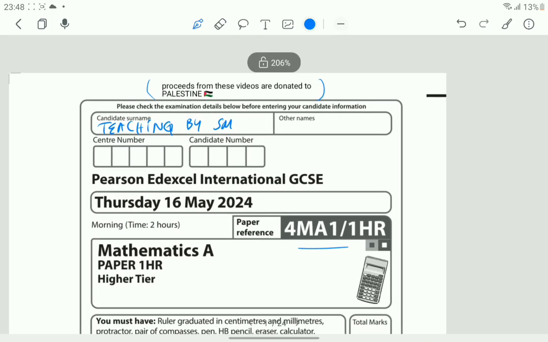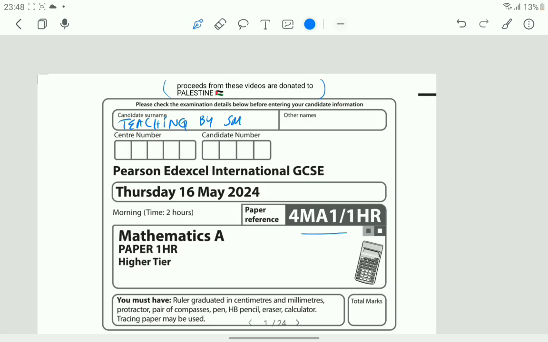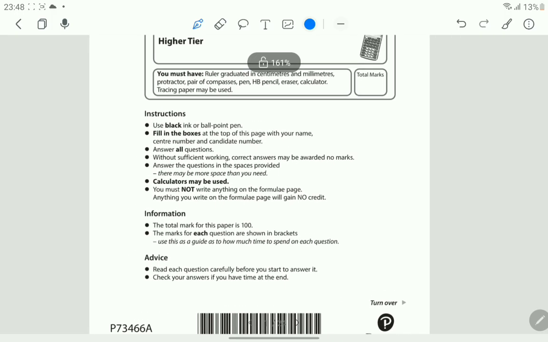Today we are solving the Pearson Edexcel International GCSE exam from the May 2024 attempt. The paper code is 4MA1/1HR. You should read this instruction before your exam. I already know this. I'm a big boy, so let's move on.